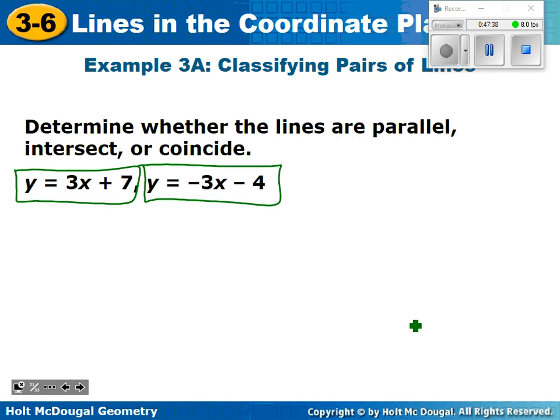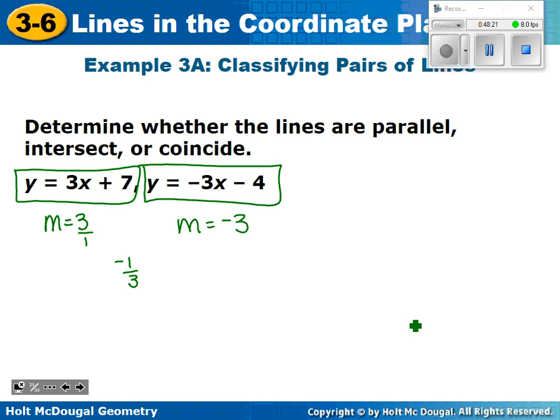What's the slope of this line? 3. What's the slope of this line? -3. So do they have the same slope? No, one's positive, one's negative. So they're not parallel and they are not coinciding. Do they have opposite reciprocal slopes? Careful. They have opposite slopes, but what's the reciprocal of 3? The reciprocal is 1/3. The opposite reciprocal would be -1/3. If you flip 3, 3 is 3 over 1, so when you flip it, that's 1/3. Those are not reciprocals. They are opposites, but not reciprocals.